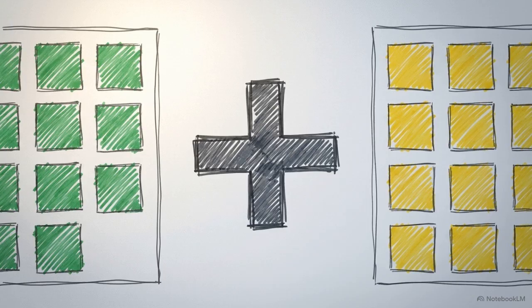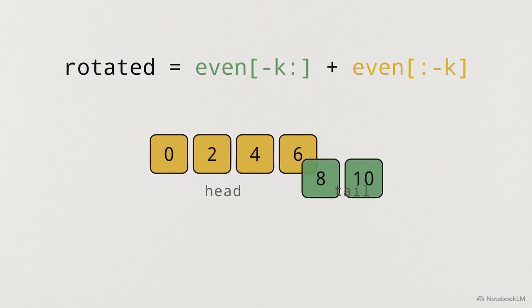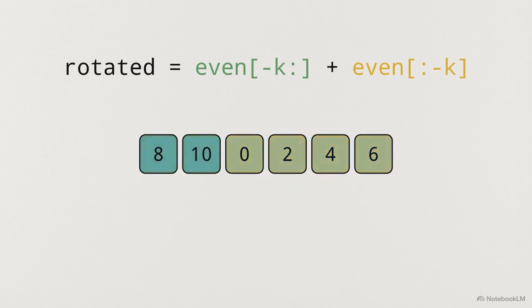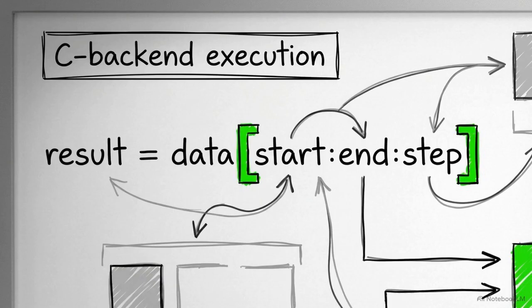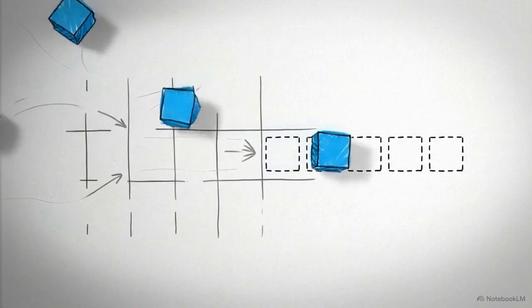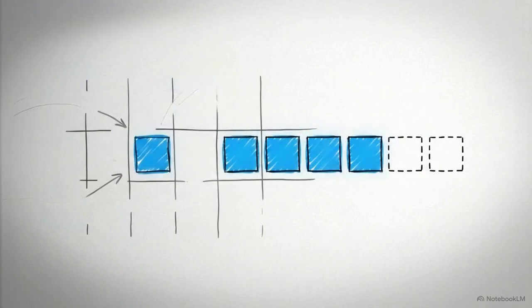We use the concatenation operator, the plus sign, to join these two memory blocks as the elements shift. During concatenation, the tail elements move to the front, creating a new, properly rotated sequence. Because this operation relies on Python's built-in slicing, it is handled efficiently by the language's C backend. Negative indexing handles the boundary logic completely automatically, so we don't have to manually track pointers or indices.